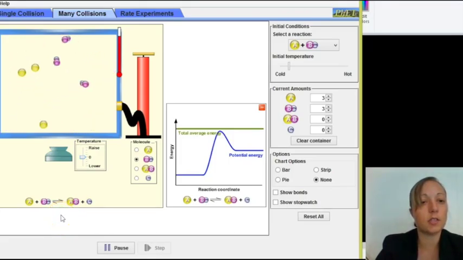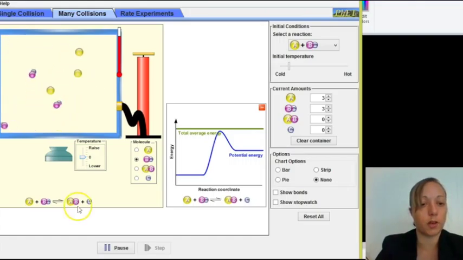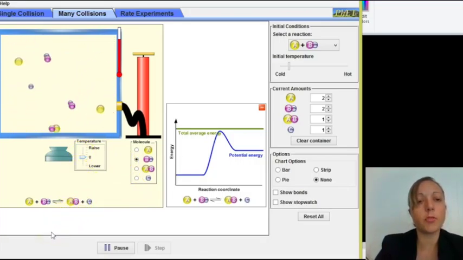So now as they hit each other, if we hit in the right orientation, we should be able to form this AB. So we can see now we're getting some AB formed because it's hit in the right orientation. Alright, so if we think about what else we could do, we've increased the temperature and that's increased the number of collisions, or frequency of collisions.